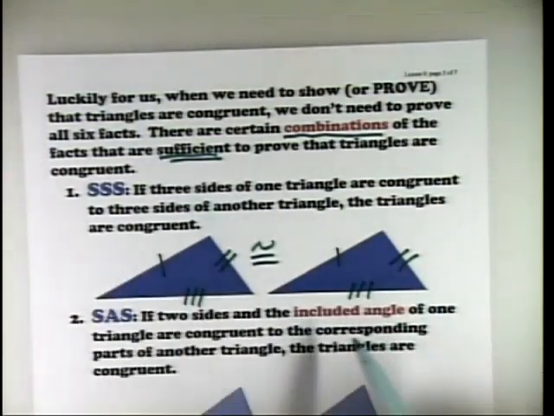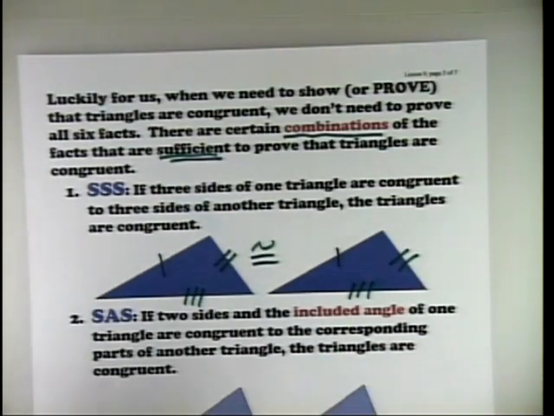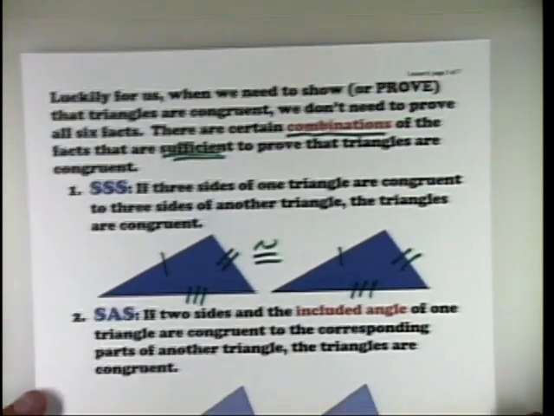Which means knowing 3 sides are congruent, it means the 3 angles are also congruent. Because congruent triangles means all 6 parts are congruent, the corresponding parts. So side, side, side. If you have 3 sides, don't know any angles, but you know they're congruent, you know the triangles are congruent. All right.